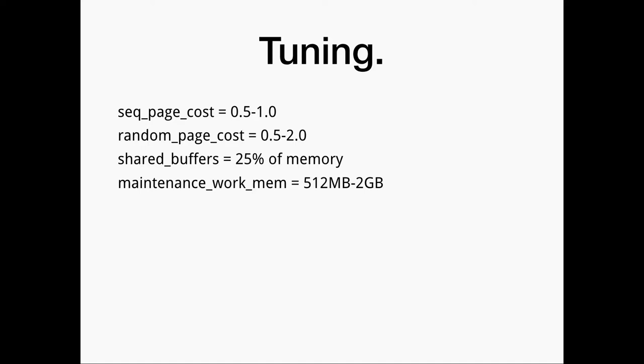Shared buffers, maintenance_work_mem. It's easy to go too high on maintenance_work_mem. There are systems where I've actually seen index rebuilds and vacuuming sped up considerably by adjusting it down so the cycle times were faster. So play with it.